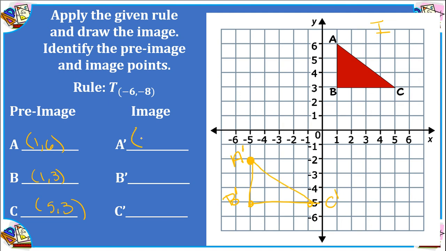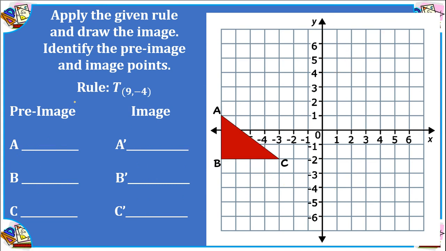So this is going to put us at A prime (-5, -2). We are in quadrant 3. B prime is (-5, -5). And C prime is going to be (-1, -5). So the other way you could do this algebraically is simply take your rule and write it underneath the appropriate coordinate, and then just add those together. So 1 plus -6 is -5. 6 plus -8 is -2. And you just do that for each of these. So that's what we're going to do here.